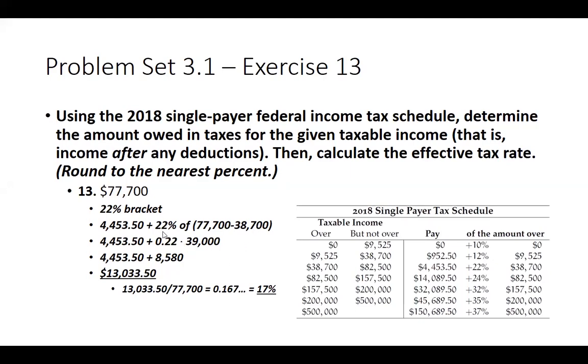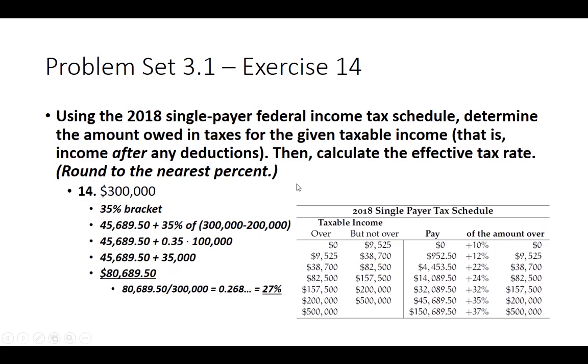Now we need to find 22% of 39,000. That's 0.22 times 39,000. That's 8,580. Add that to $4,453.50, and we get $13,033.50 in taxes. To find the effective tax rate, we divide that by the taxable income. 13,033.50 divided by 77,700 is 0.167, and then some more numbers, but that rounds us off to 17%.